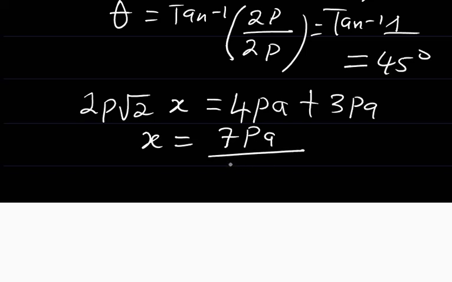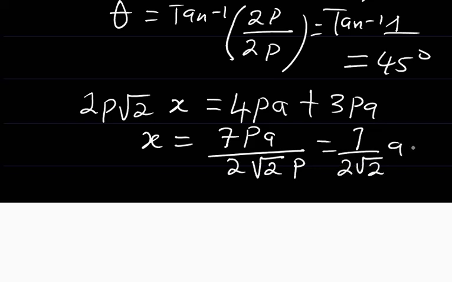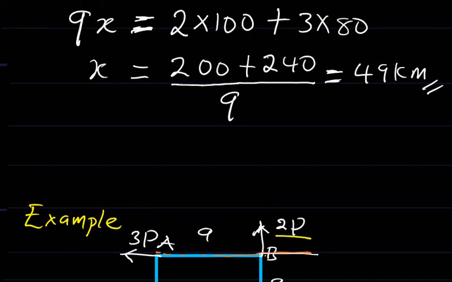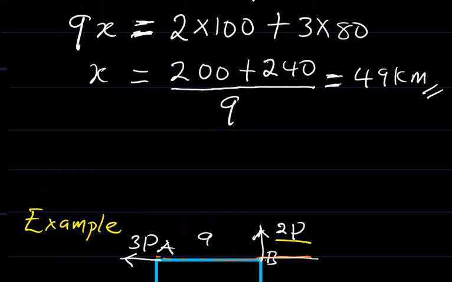then divided by 2 square root of 2p. P cancels p, so we are having 7 all over 2 root 2a. So that is the position of the resultant. I hope that is well understood.